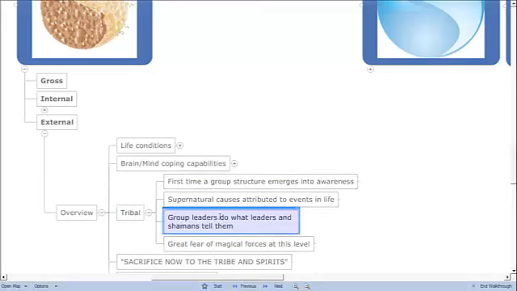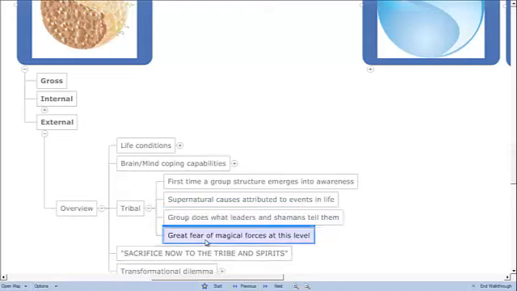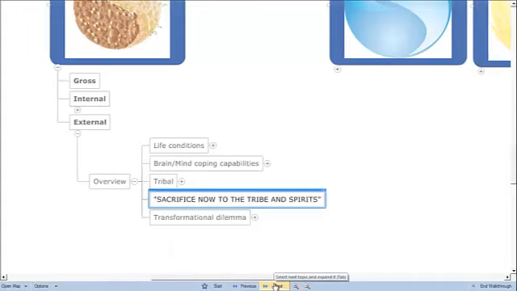The group does what leaders and shaman tell them. There's a general fear of magical forces at this level. The mission statement of Earth External is to sacrifice now to the tribe and the spirits.